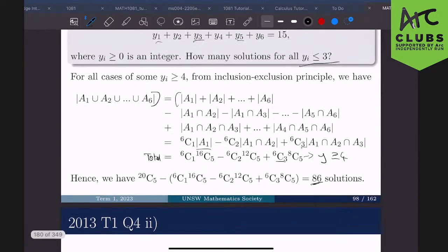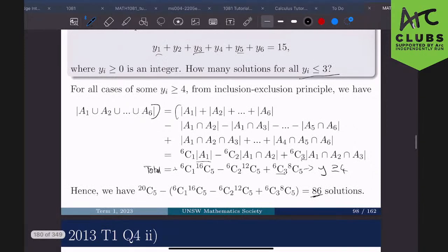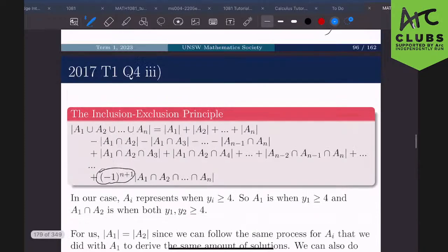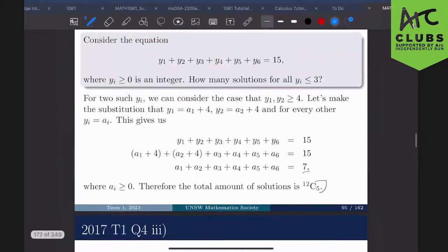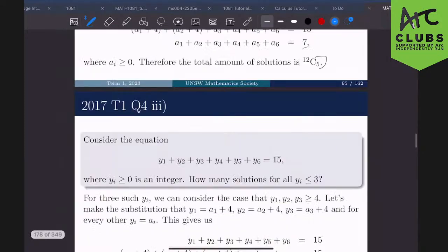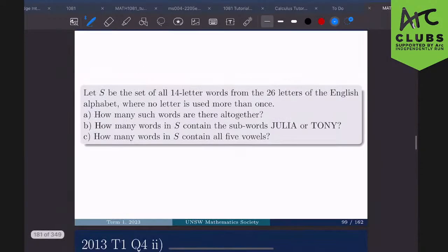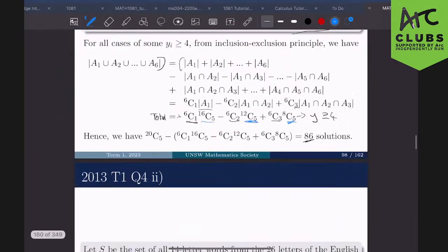You're just alternating these addition and subtraction. You choose 1 to be greater than 4, you choose 2 to be greater than 4, you choose 3 to be greater than 4, that's why you multiply there. And then the rest of these terms are just the terms which we've calculated just above. So 8, 16, 12, 8. Right, so hopefully that makes sense.